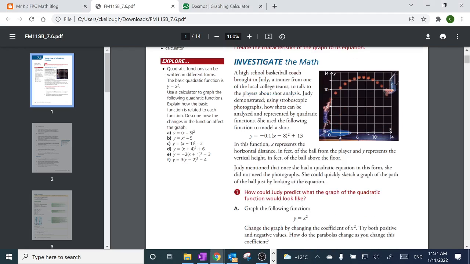First, a high school basketball coach brought in Judy, a trainer from one of the local college teams, to talk to the players about shot analysis. And they used a stroboscopic photograph system to take pictures every fraction of a second so you could see the pathway of the ball. And that's how you work on your shot.